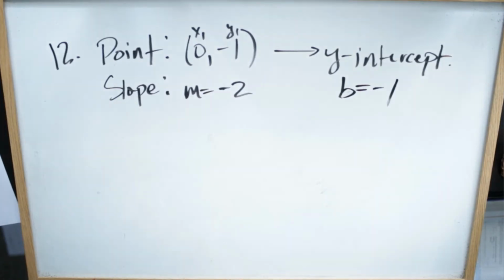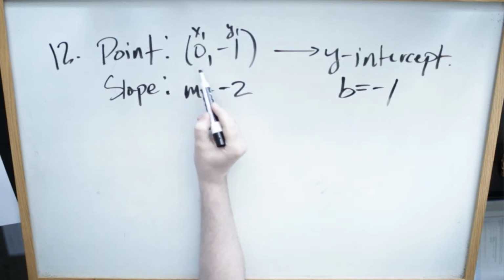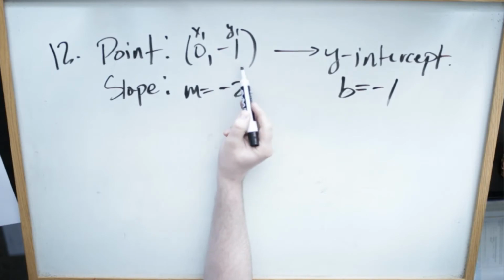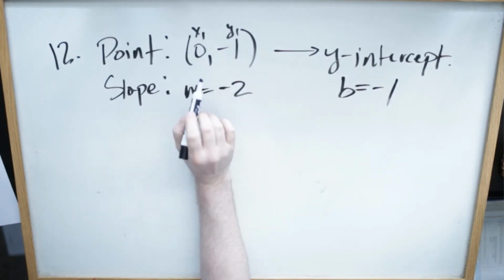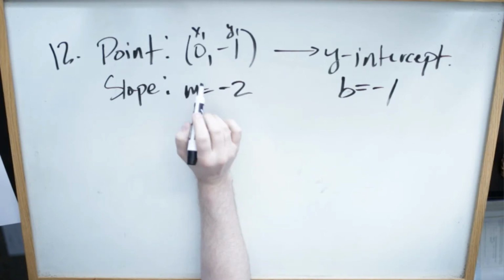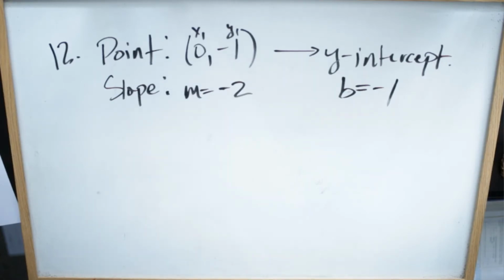Now this works out in this case. Not in all cases. You may have a different point, and I'll go through examples of what that looks like. But anytime you see something that is 0, some number, you know you have a y-intercept. Okay, the point, I should say, sits right on the y-axis.